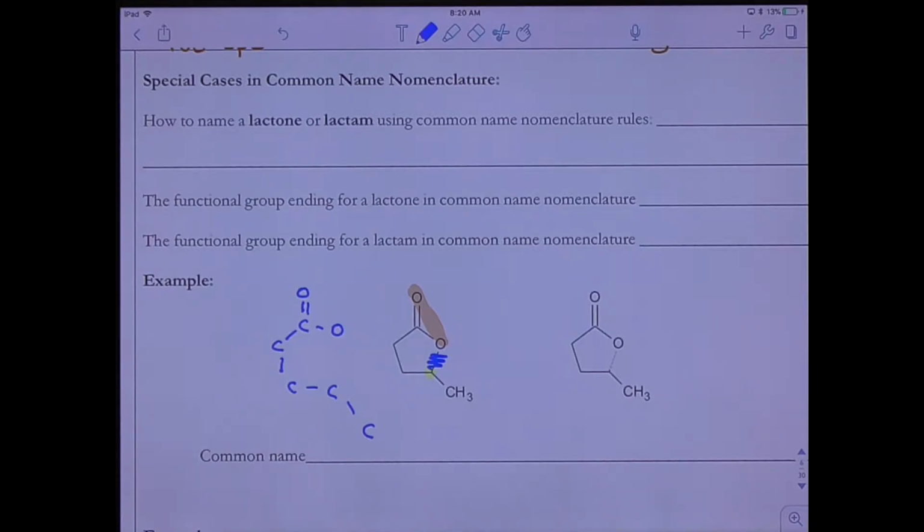That's just a carbonyl. Yeah, it looks sort of like a carboxylic acid, right? So you name it like that, and you give it the common name for that carboxylic acid if you mentally break that bond. So this has 1, 2, 3, 4, 5 carbons in it. Do you remember the common name for the five-carbon one? Valeric? Okay.